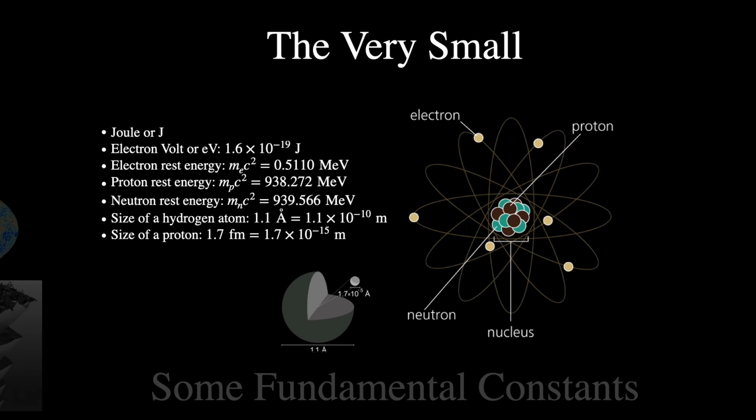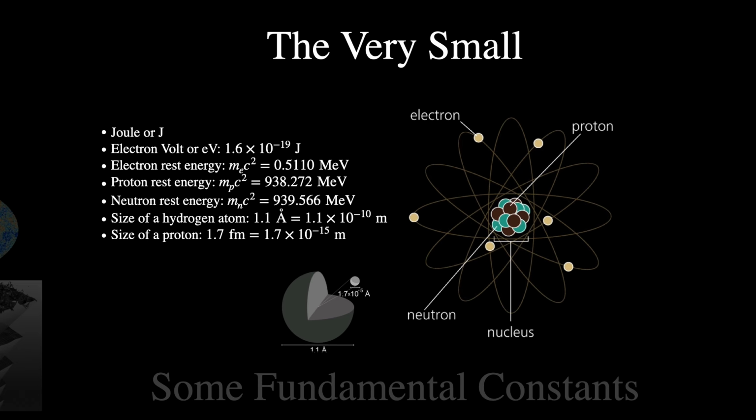Now, the size of a hydrogen atom is very small, so those are their energies, but their rest energies, the energy for existing. The size of a hydrogen atom is about an angstrom, which is about 10 to the minus 10th meters. So we talked about meters, we talked about light years and parsecs and gigaparsecs, but we also care about the size of a hydrogen atom, which is 10 to the minus 10th meters, and the size of a proton, which is extraordinarily small at about 2 femtometers, which is 10 to the minus 15th meters.